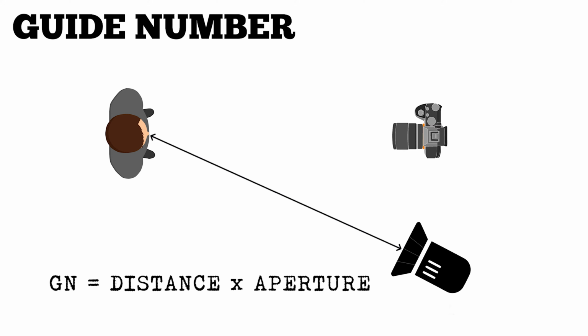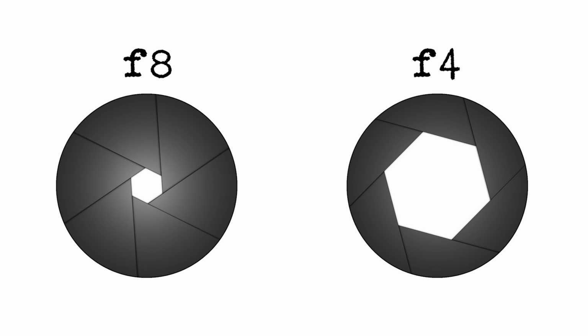Now, if you had a second flash that came with a guide number of 40, keeping that distance the same at 10 foot, the aperture would have to be f4 to get a good exposure. From this, we can deduce that the flash with a guide number of 80 is more powerful than the flash with a guide number of 40. This is because at f8, you're using a much smaller aperture, so the flash needs to be more powerful to get the same amount of light through that smaller hole. So a flash with a higher guide number is more powerful than a flash with a lower guide number.